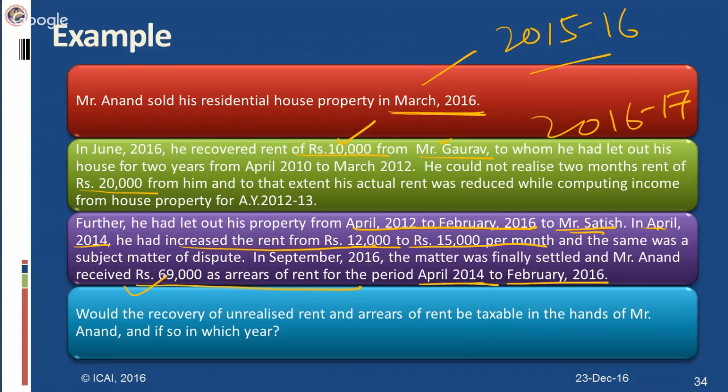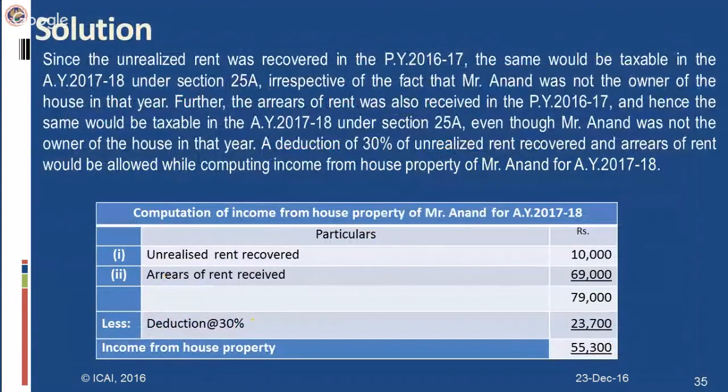From that 79,000, he will get a deduction of 30% under section 25A(2). So he can claim this deduction. So in the hands of Mr. Anand, 55,300 will be taxable in the assessment year 17-18, in spite of the fact that he is not the owner of the house property in that year.